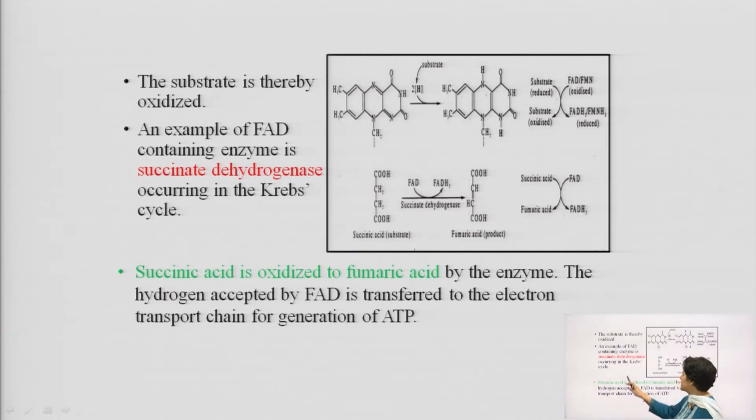What is succinate dehydrogenase doing? It helps in the oxidation of succinic acid to fumaric acid, where the hydrogen accepted by the FAD is transferred to the electron transport chain for the generation of ATP, that is adenosine triphosphate.